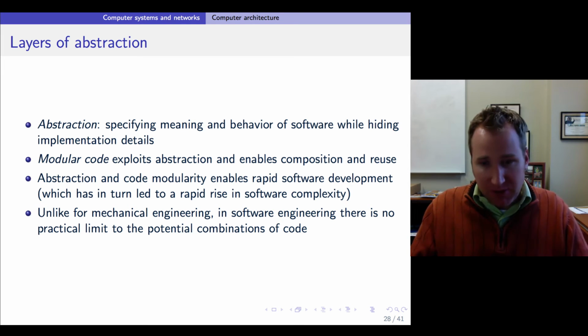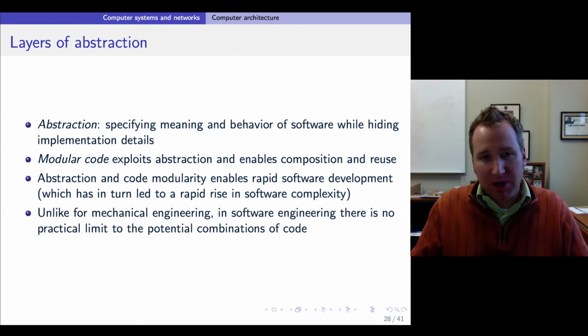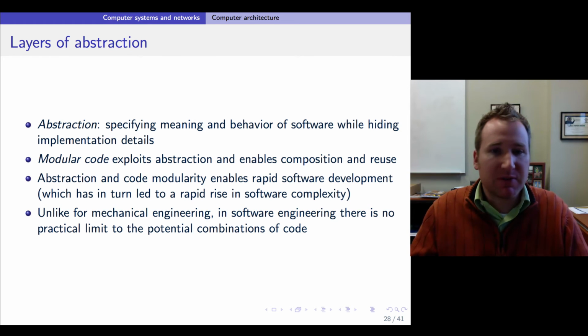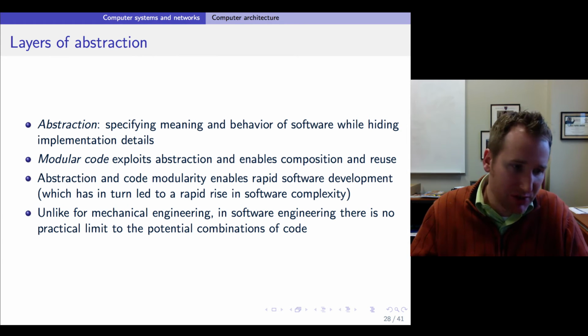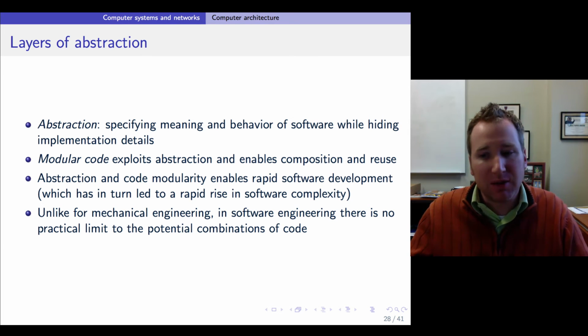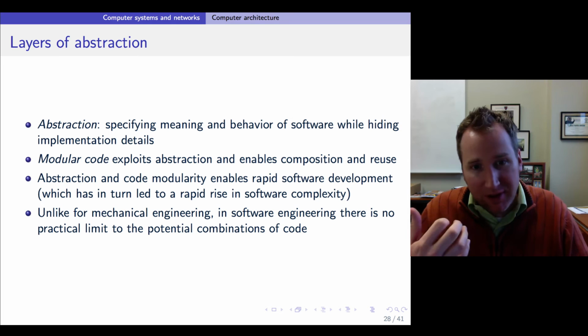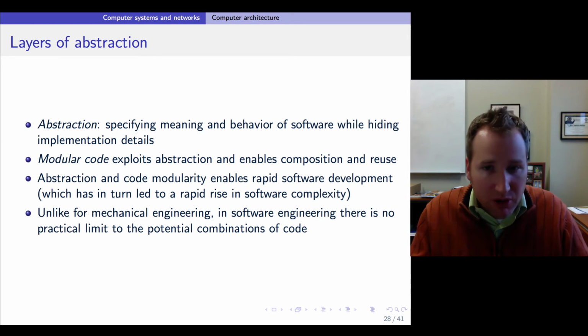The next thing we'll talk about after code as data is abstraction, and it's important. So what do we mean by abstraction? Well, abstraction specifies the meaning and behavior of software while hiding the details of implementation. This is a fundamental concept of computer science, and as you learn in your programming classes, you should write modular code.